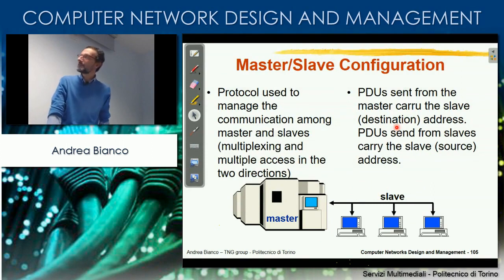workstations. Actually, they were called mainframes at that time. I was very young at that time. Probably I was not even born at that time.